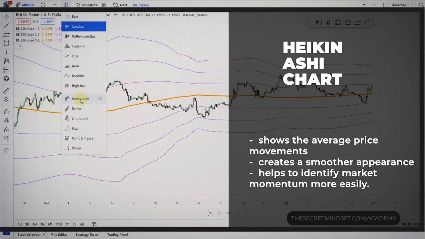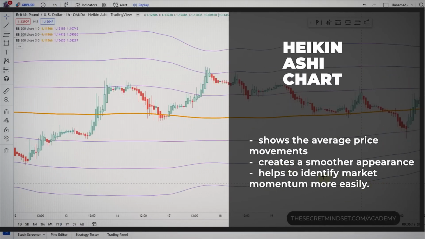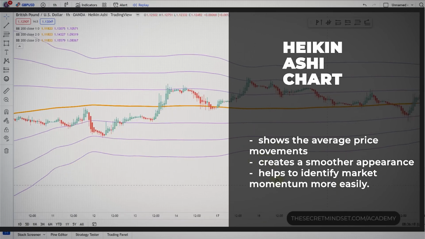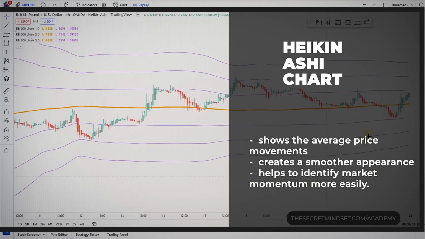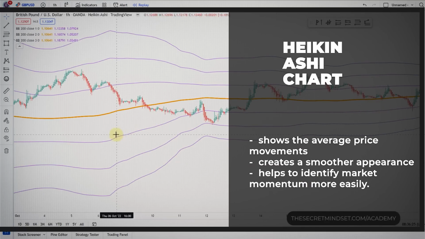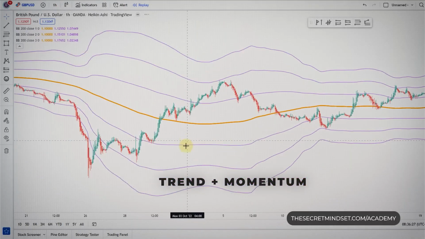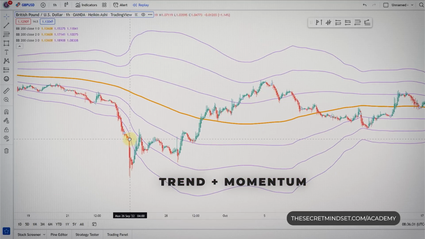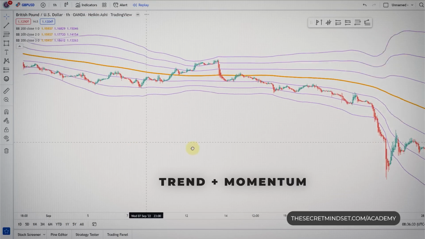Heikin-Ashi candles work very well in combination with this setup and will make your trading a lot easier. Heikin-Ashi shows the average price movements, creating a smoother chart which helps to identify market momentum more easily. You have the trend with the help of Bollinger Bands, and now you add the momentum aspect using Heikin-Ashi candles.